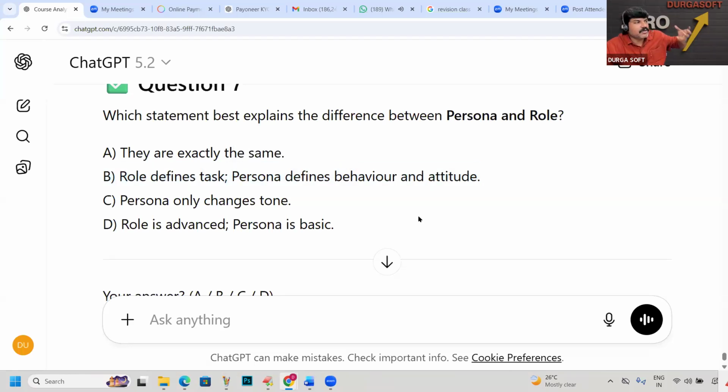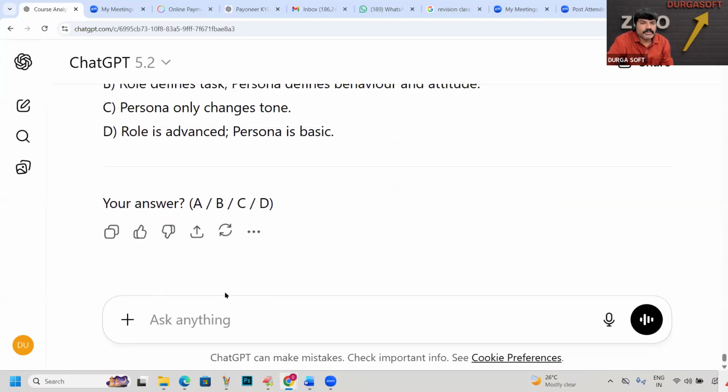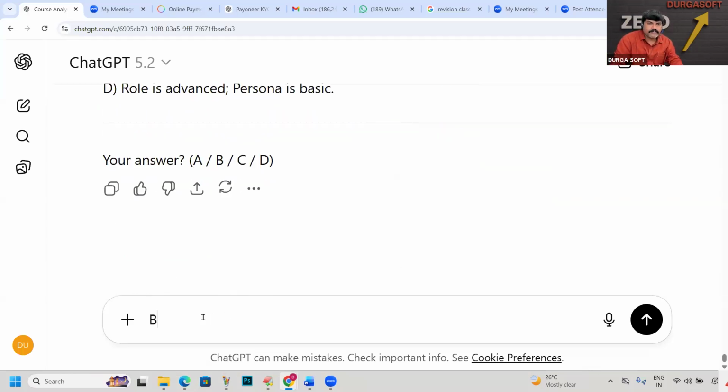Role means task. Role means job. Persona means behavior and attitude. Suppose here teacher: teacher is a role. A friendly teacher who explains in a fun way: you are adding friendly and fun way, behavior and attitude. This type of thing is by default considered persona. Have you remembered, right? Yes, sir. We covered it in detail, one session completely only on persona. So which is the correct answer? B, sir.